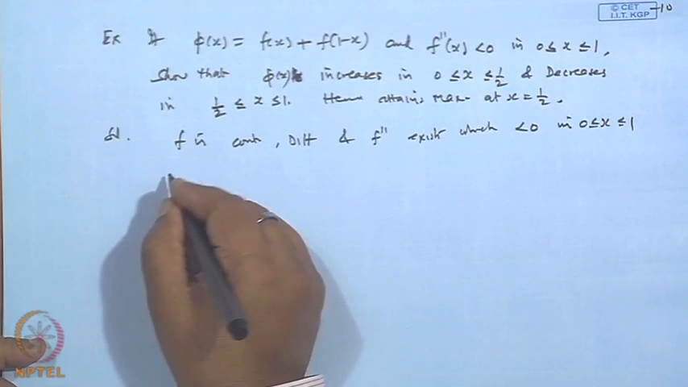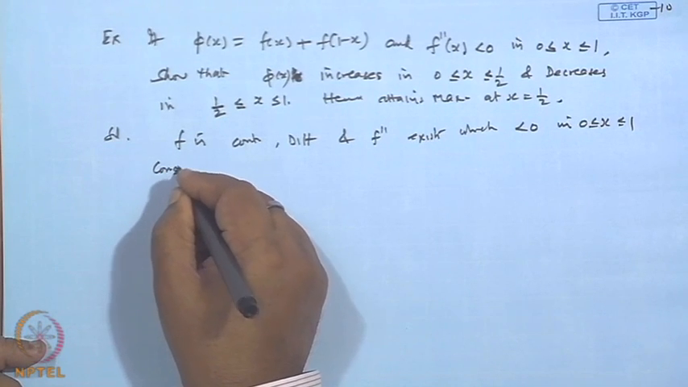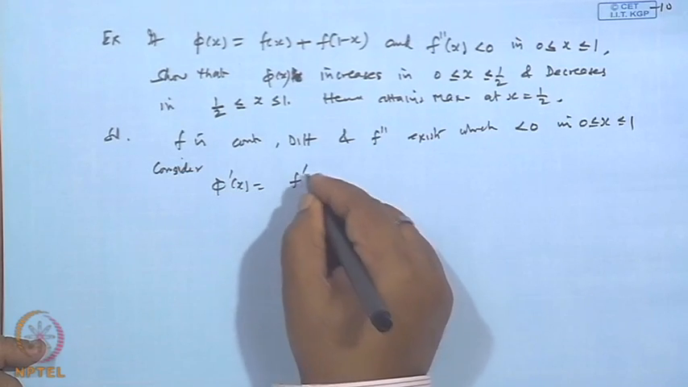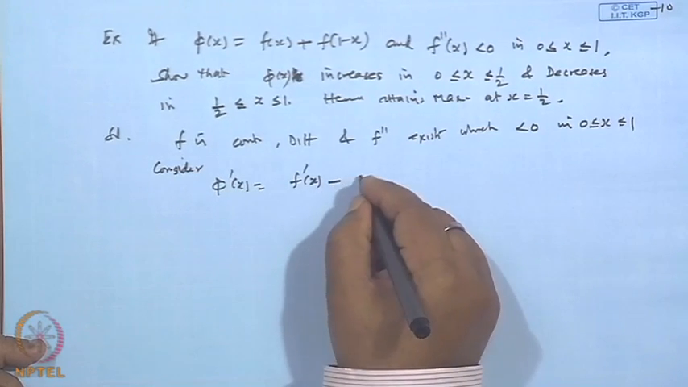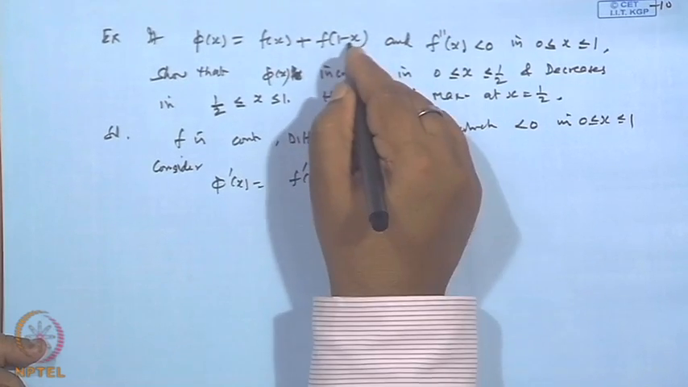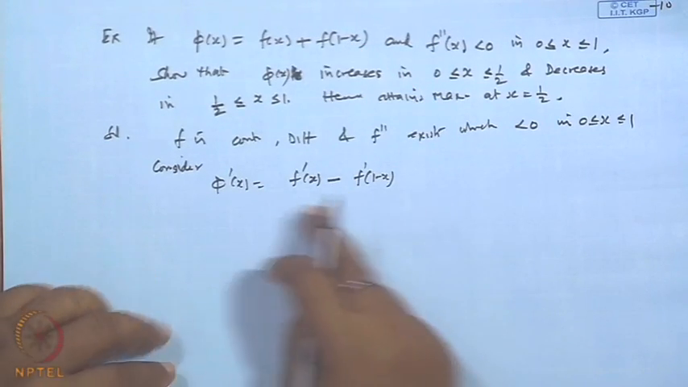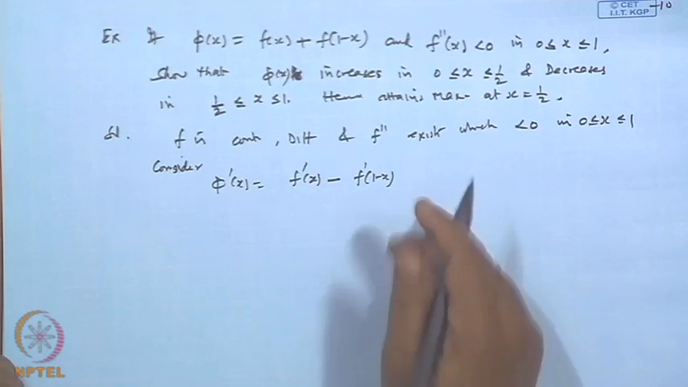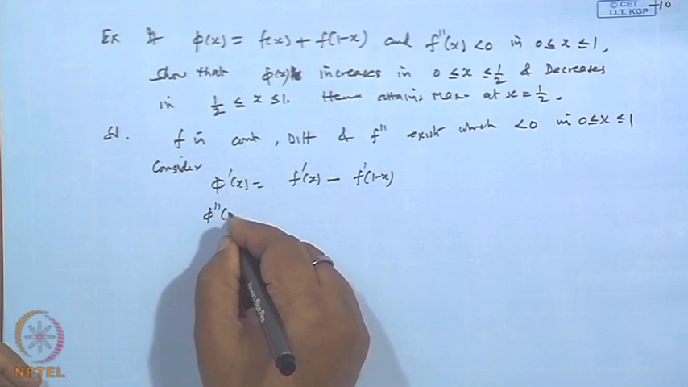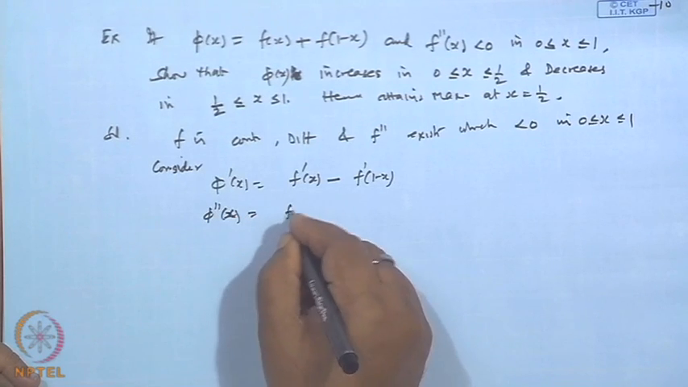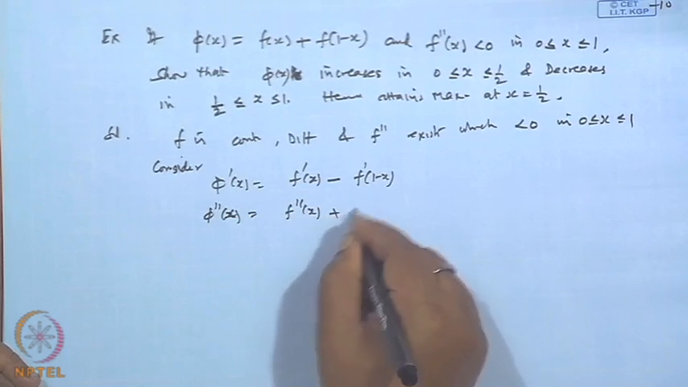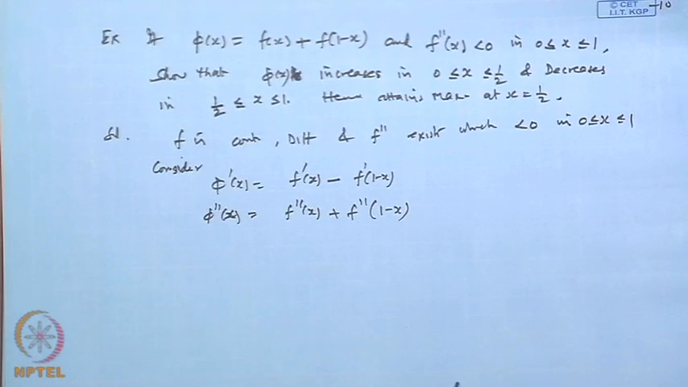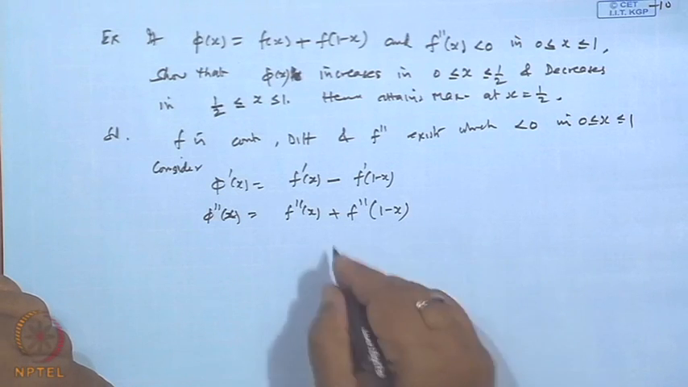Now, let us consider phi dash x. If we take phi dash, this is f prime x and the derivative of this is f prime of 1 minus x, and the derivative of minus x is minus 1. But we cannot get any information whether f prime is greater than this or not. Okay. So, go for another one, phi double dash x. So, phi double dash x comes out to be f double dash x plus f double dash of 1 minus x.